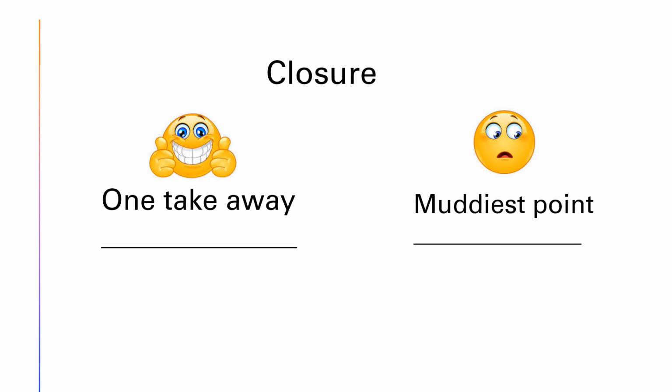We have reached the closure. At this point, ask the students to write one takeaway and one muddiest point. You can give them sticky notes or they can just write in their notebooks. Takeaway means, how was the learning? Muddiest point, if there's anything that they've not understood, you can address that issue quickly in the class. If you want your students to read aloud one takeaway muddiest point, good. If they don't want to, don't force.